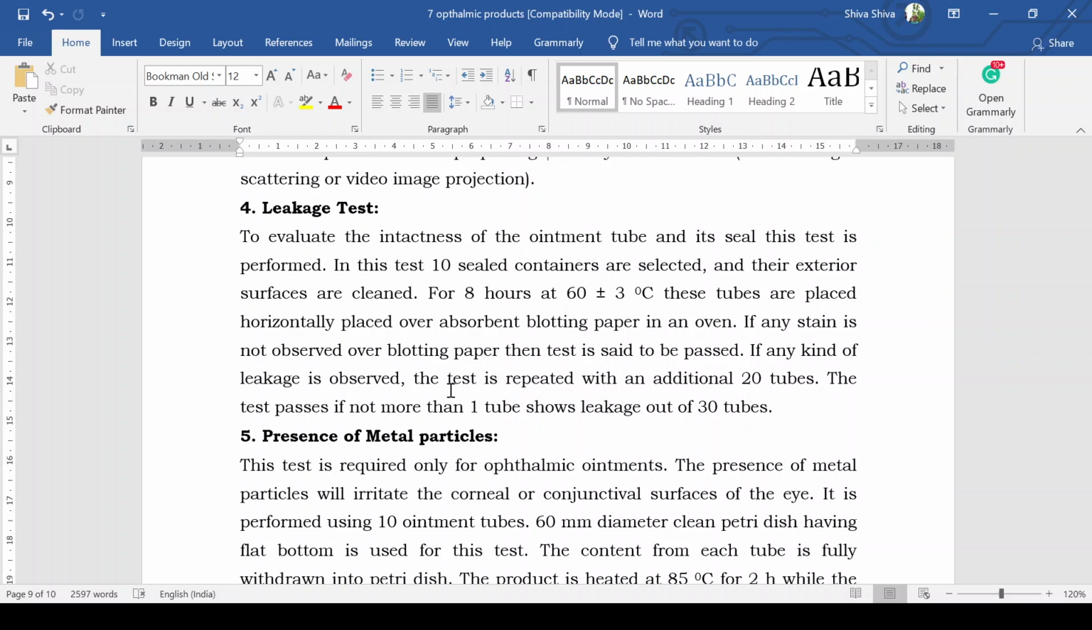And if there is any leakage, the melted bases will come out of that leakage and will produce a stain on the blotting paper. And if any kind of stain is observed, then we can say that the leakage test fails. No stain on the absorbent blotting paper indicates passing of the leakage test. So out of 10, if leakage is observed in one tube, then the test should be repeated on 30 tubes, and out of 30 only one tube is allowed to leak. If more than one tube has leakage, then the test fails.